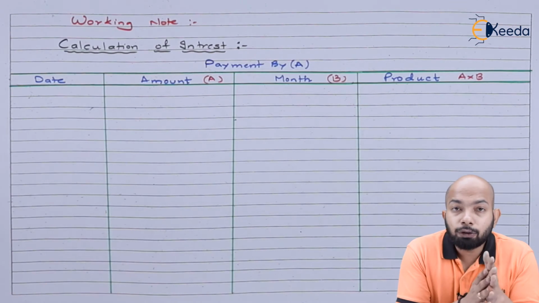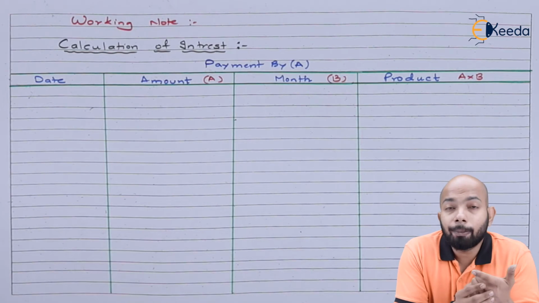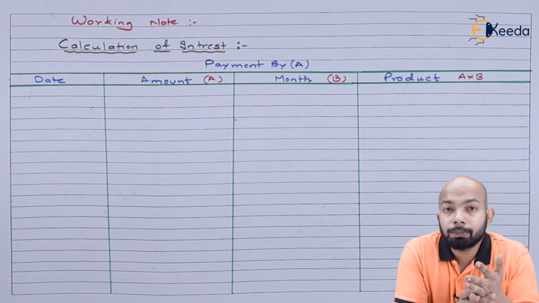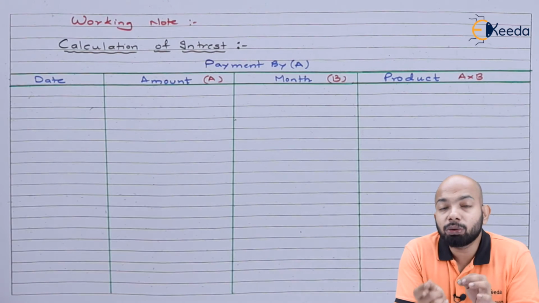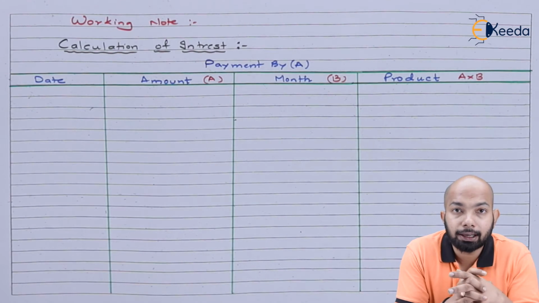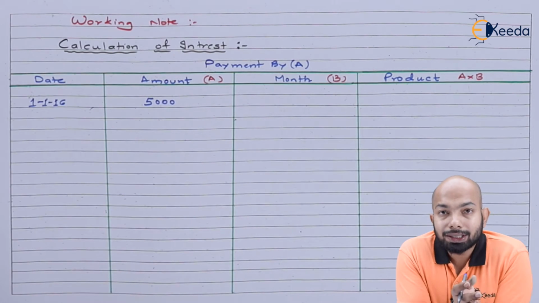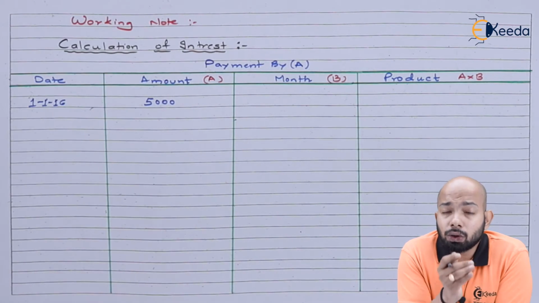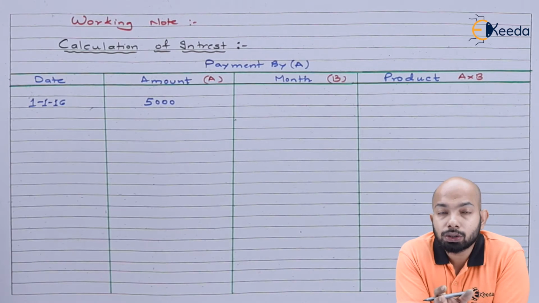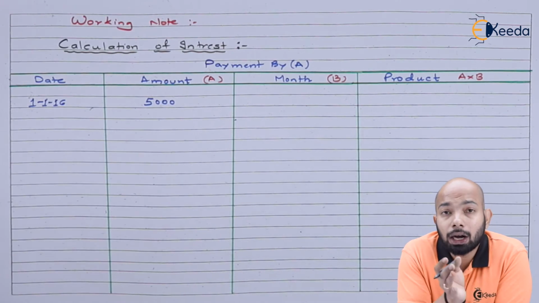Now that we have prepared the format here, we have mentioned the date, the amount that has been paid, next the month, for how many months it has been paid, and the next is the product, that is amount into months. Whatever amount and month will be multiplied, and that will be utilized for calculation of interest. So let's figure out the first part for A. Now how this works is, from the date of purchase or date of payment or date of receipt until 31st of March, because that's when the venture gets closed, we have to look at how many months have elapsed.